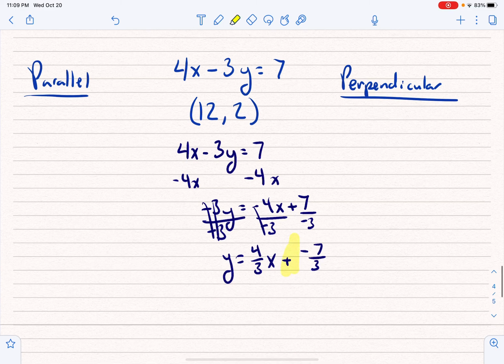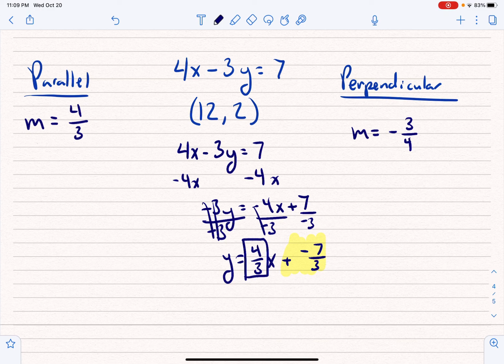But here's the thing. We don't care about any of this. We're only in it for the slope. Okay? And parallel means same slope. So we want that 4/3. Perpendicular means opposite reciprocal. So we want negative 3/4. That's easy enough. Okay? And then this is my point right there, (12, 2).